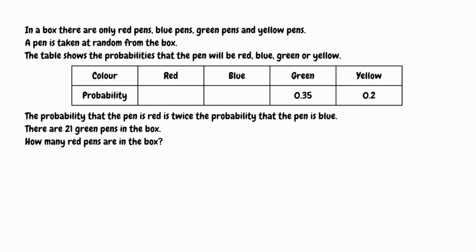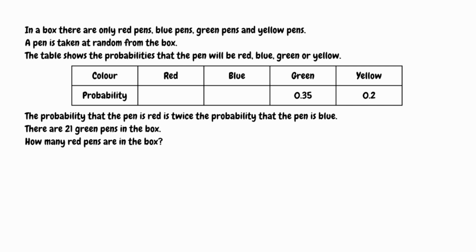Okay, for this question we have: in the box there are only red pens, blue pens, green pens, and yellow pens. A pen is taken at random from the box. The table shows the probabilities that a pen will be red, blue, green, or yellow. We then have the probability table with the probability of green being 0.35 and the probability of yellow being 0.2. The probability that the pen is red is twice the probability that the pen is blue. There are 21 green pens in the box. How many red pens are there in the box?